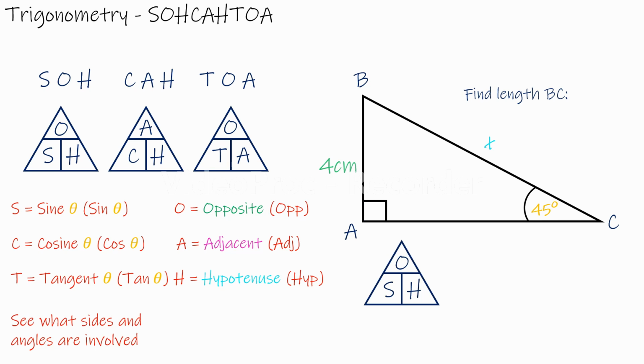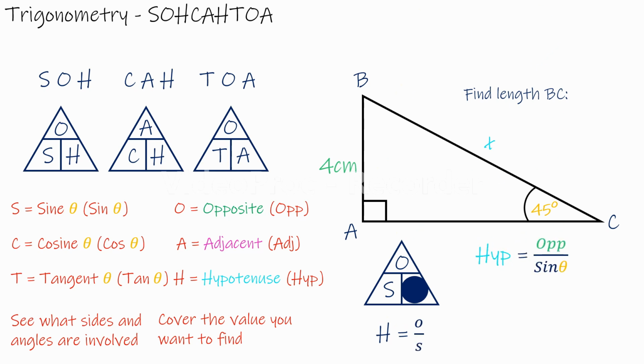We know that the opposite and hypotenuse are involved in this, so we must choose the triangle which involves the hypotenuse and opposite. The next step is to cover the value we wish to find. So here I have covered the hypotenuse, as the hypotenuse is x, or BC, which is what we want to find. By covering this, we get an equation which allows us to see that h, or hypotenuse, equals opposite over sine theta. Now, you can see that the opposite in the triangle is now over sine theta.